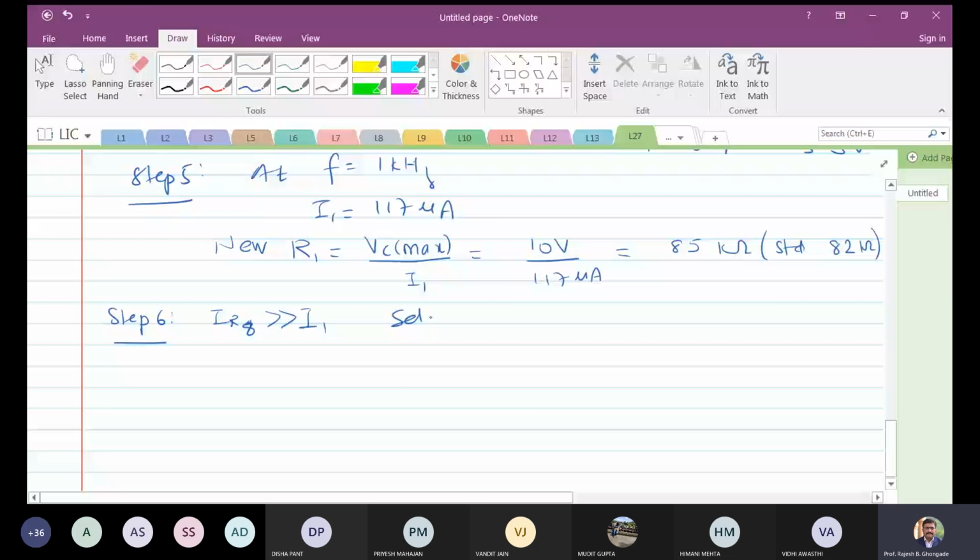So what is VB minimum? 3.3 volts. So 3.3 volts divided by 100 microampere. That gives me 33 kilo ohms, which is itself a standard value, so I don't have to worry about that. And make R9 equal to R10, which we have already calculated as 33 kilo. That finishes the design.